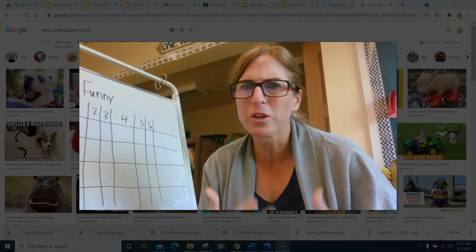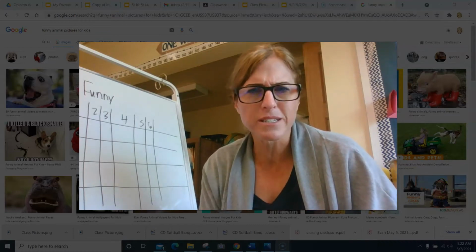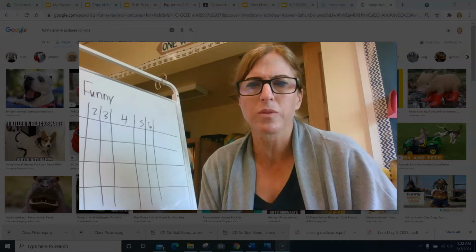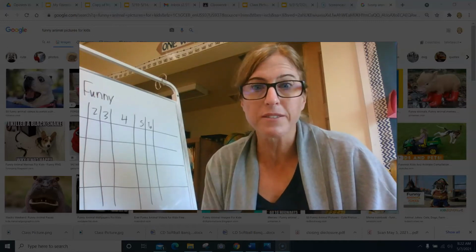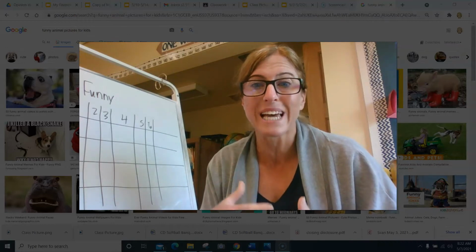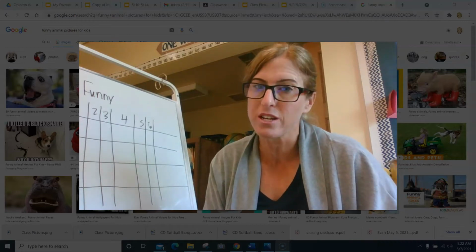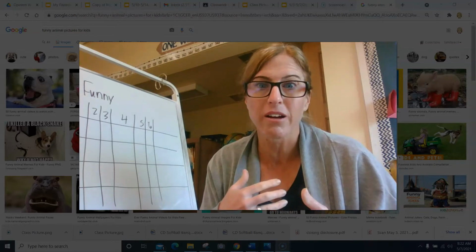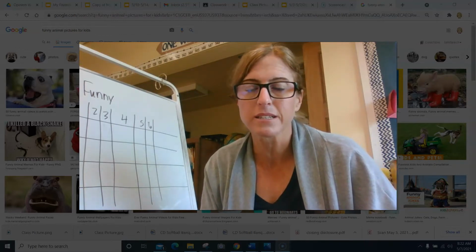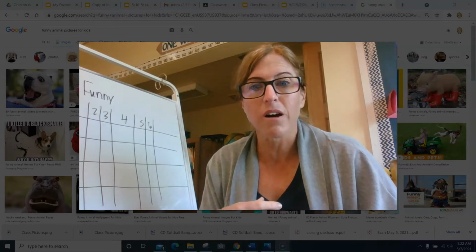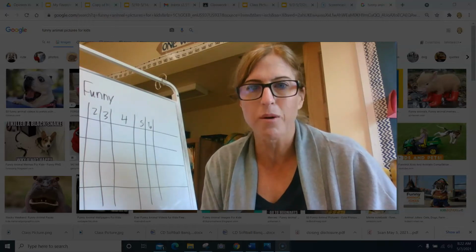And we use a bar graph for the same reasons that we might use a pictograph or a circle graph. We use these graphs because they allow us to look at data or information and to compare it. There are lots of graphs that we might see in different places. Today we're really focusing on how to make a bar graph.